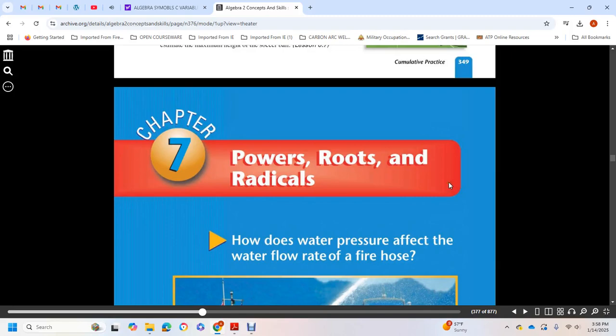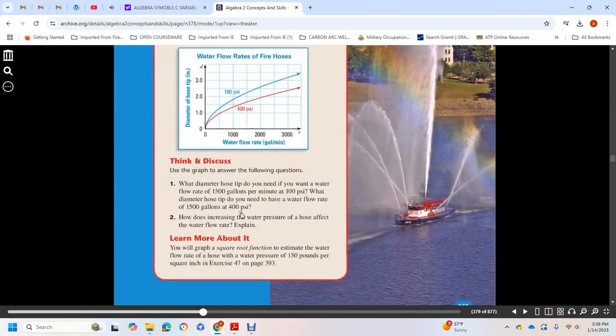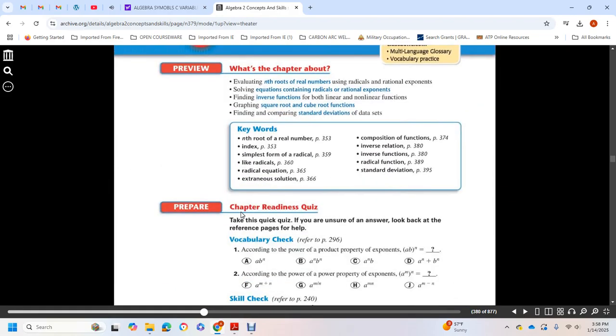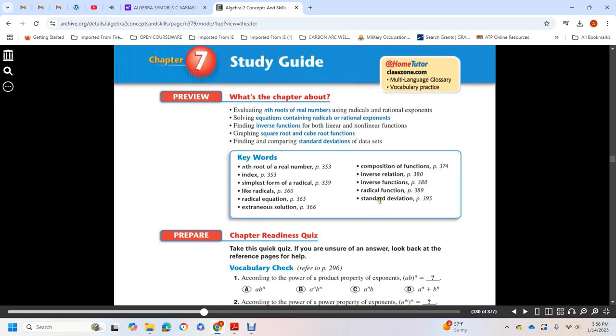Alright, Chapter 7, Power Roots and Radicals. Keywords: nth root of a real number, index, simple form of a radical, like radicals, radical equation, extraneous solution, composition of functions, inverse relation, inverse function, radical function, standard deviation.